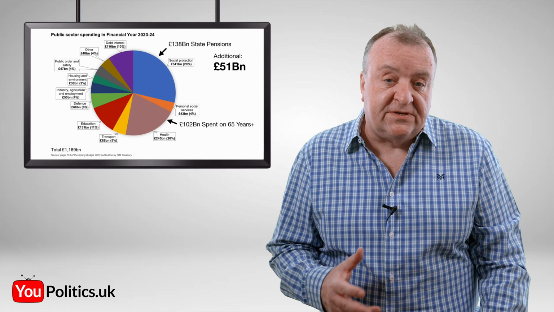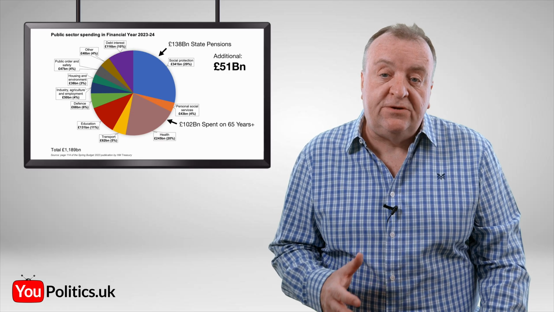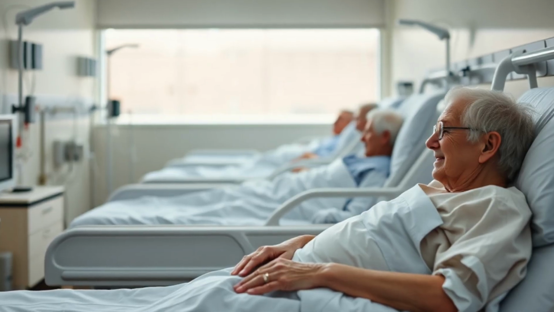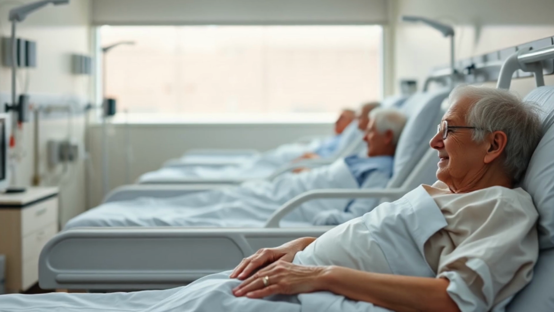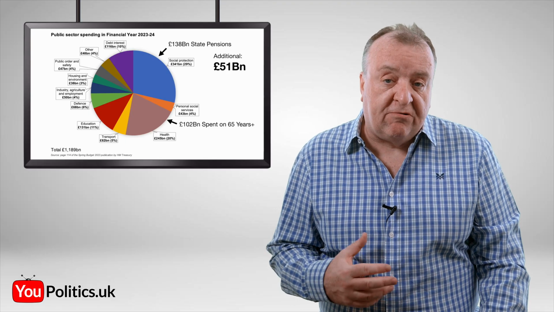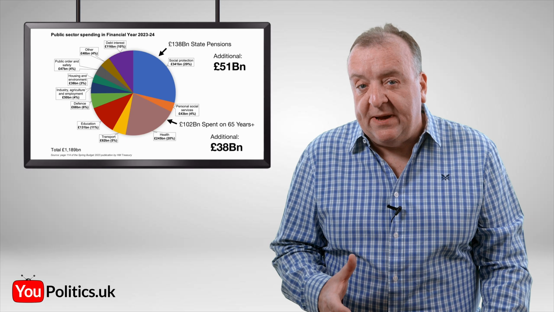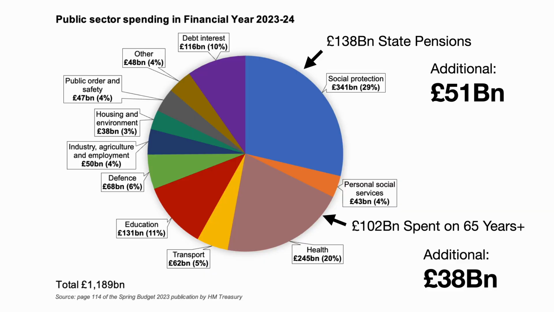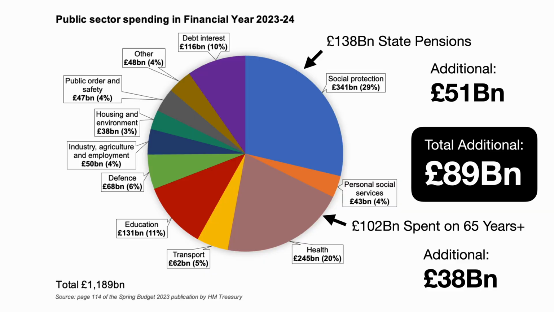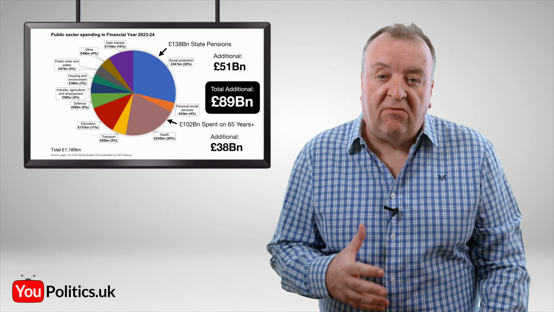Let's look at public services. It's estimated that 42% of spending on health is spent on the 65 plus age group. If you visit any hospital, you'll see it. People need more healthcare when they're older. So 42% of the 245 billion spent on health is 102 billion. Add 37% to that and you have to find another 38 billion. So just on state pensions and health spending, you need to find another £89 billion per year. That's all based on today's prices, of course. It doesn't take into account any inflation.